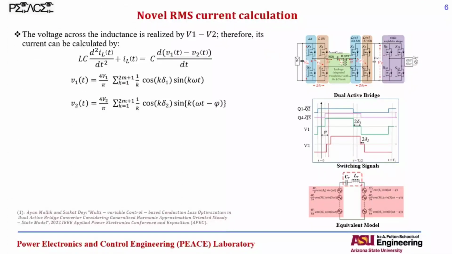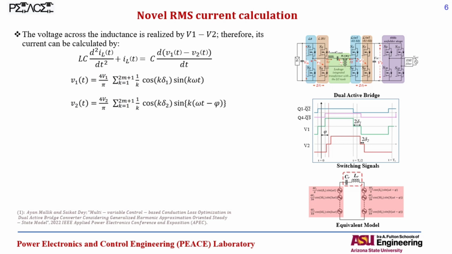But before we go forward, we need to know how the current through the transformer winding is varying with the modulation variables, delta 1, delta 2, and phi. So here we see that the voltage at the input and at the output of the LC tank is presented with the GHA model, General Harmonic Approximation, as you can see here. And the current through this LC tank, or through the transformer windings, adheres to this second order equation here.